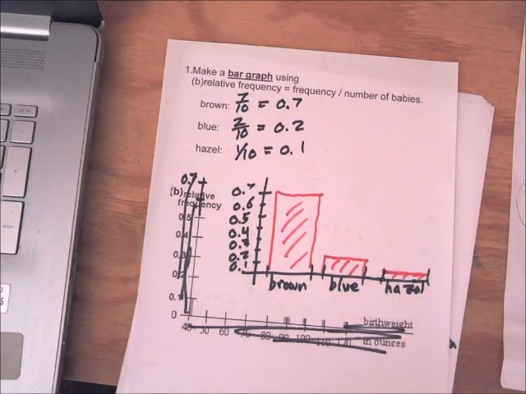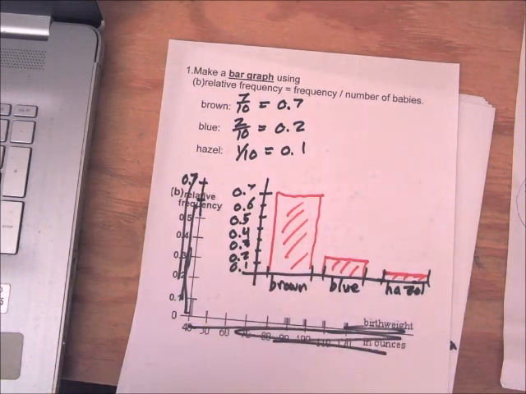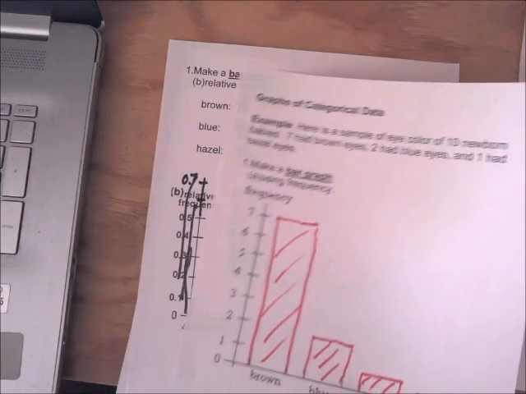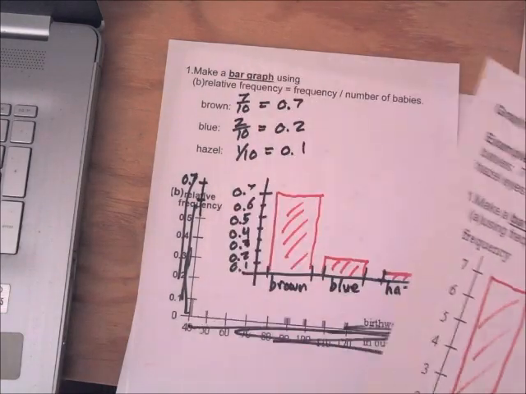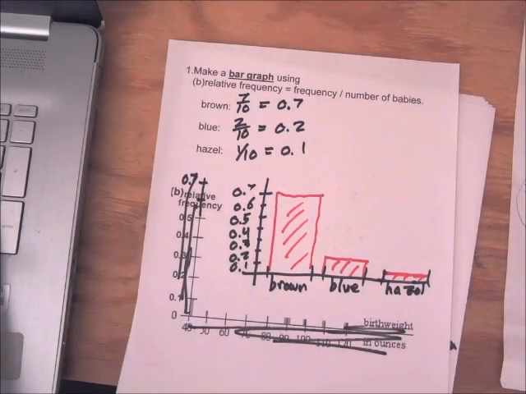Okay, so it's basically the same graph, it's just the vertical scale is different. It's the same graph we had before. We can see that the most frequent category was the brown eyes, the next most frequent was blue eyes, and so forth.